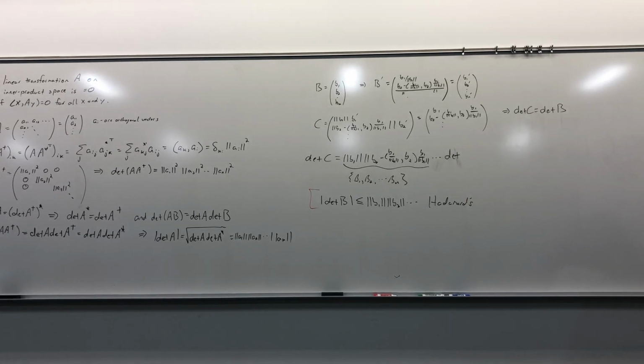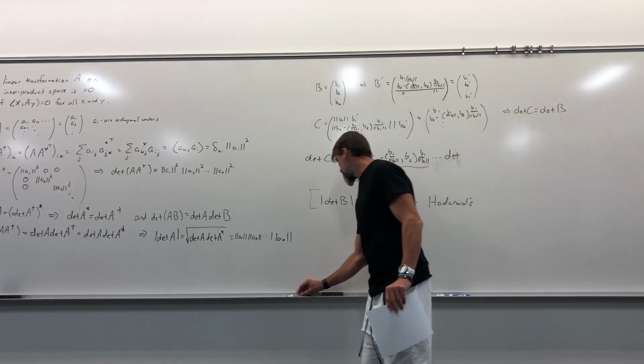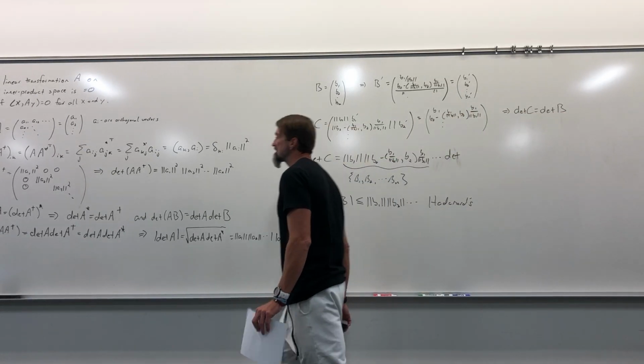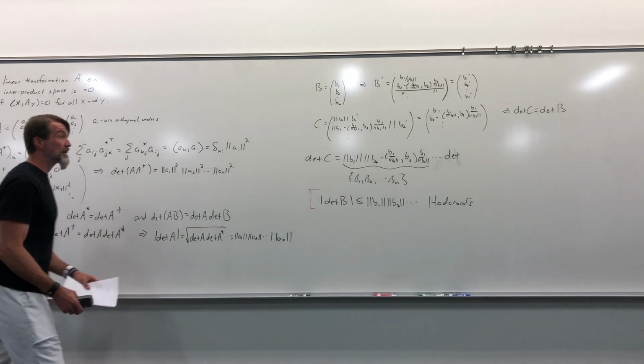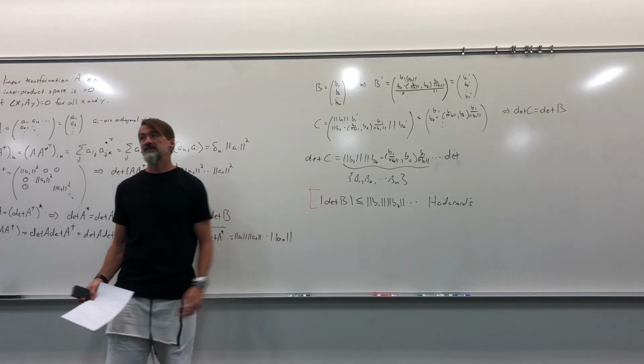So we have a result for determinants. Now it's time to turn our attention to some special classes. So this was arbitrary, remember? I wasn't saying anything special about that matrix.